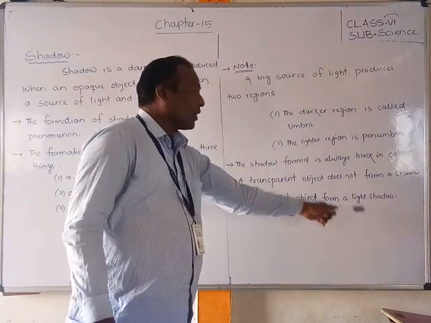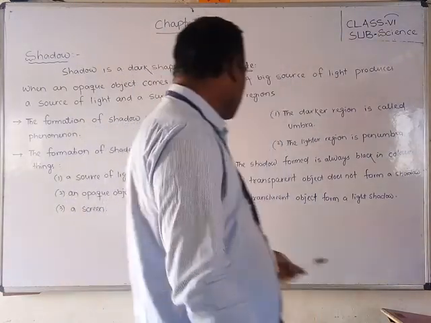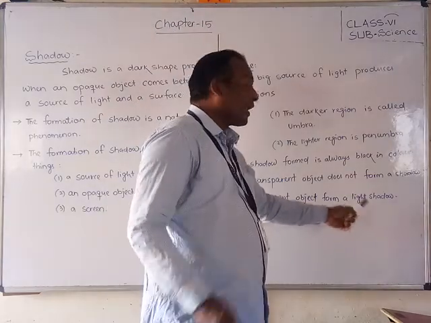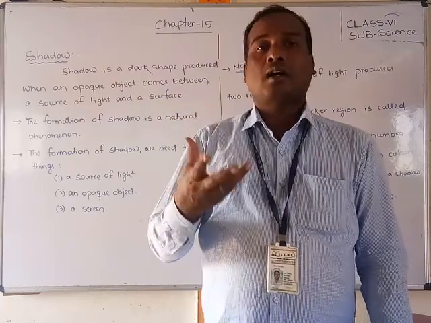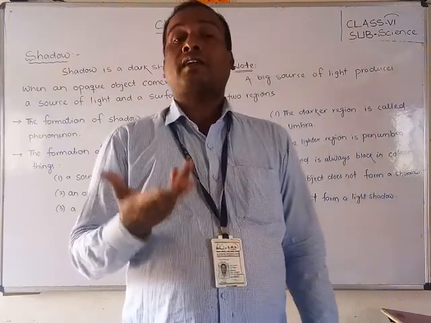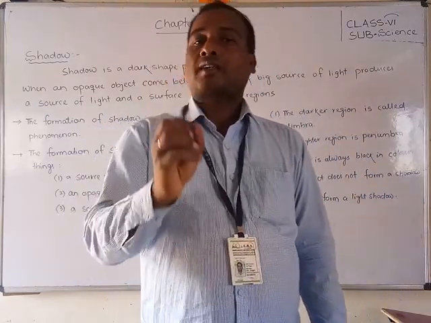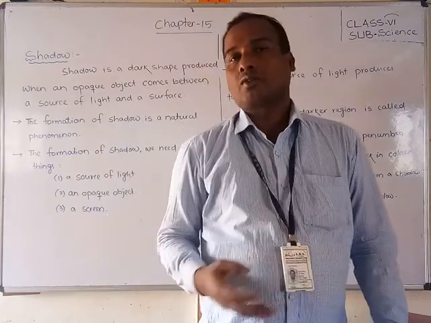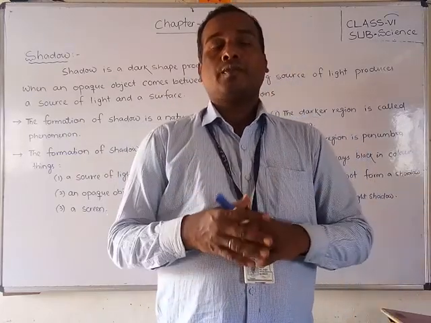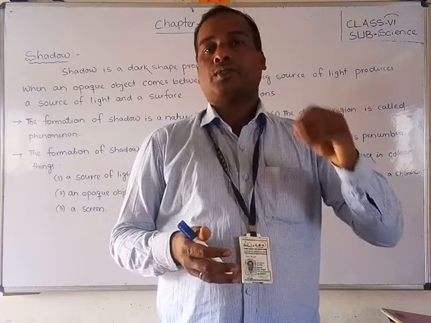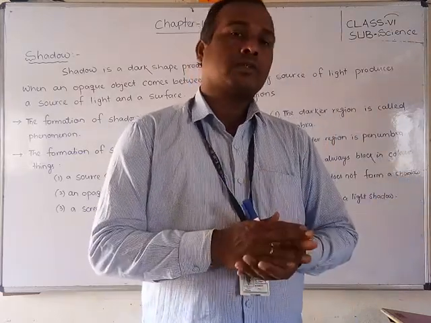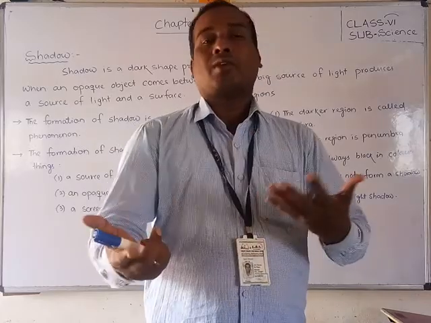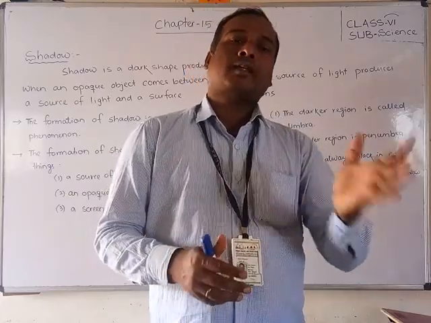Translucent objects form a light shadow. Light means slight, lightly, a faint shadow will form. Okay, therefore if you place a translucent object in front of light, you will find that a light shadow will form, not a dark shadow.